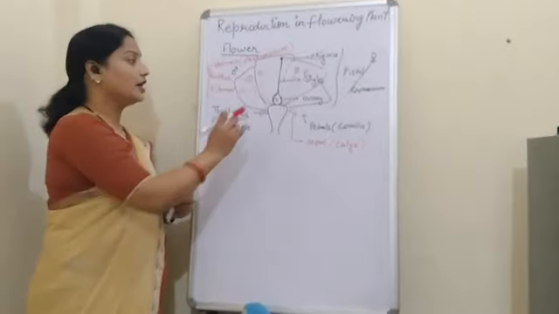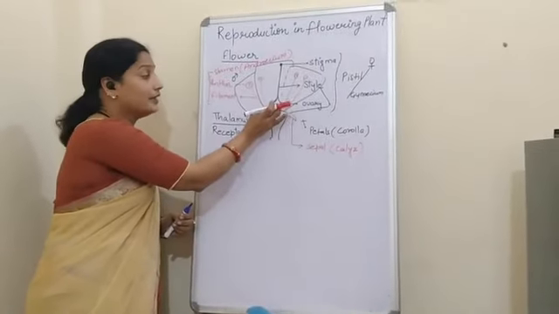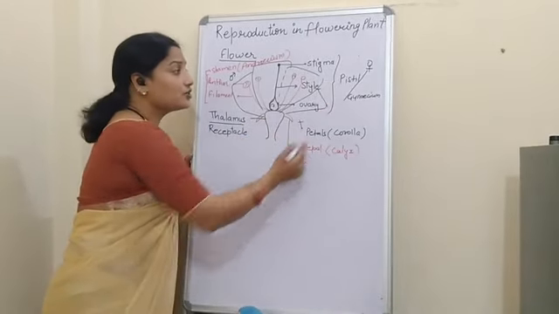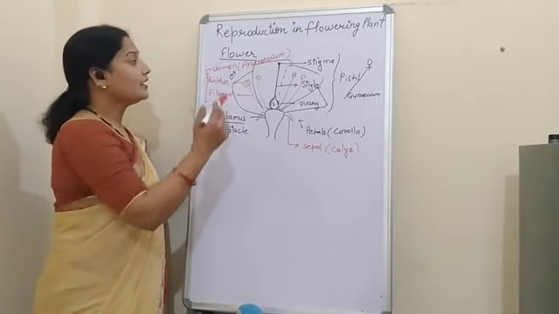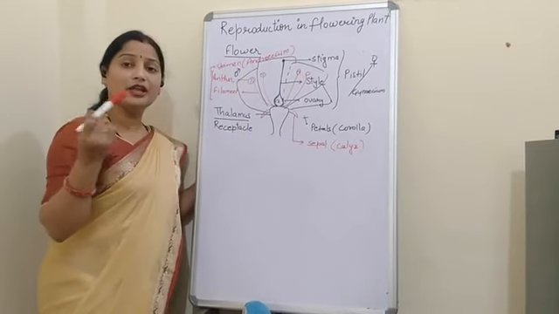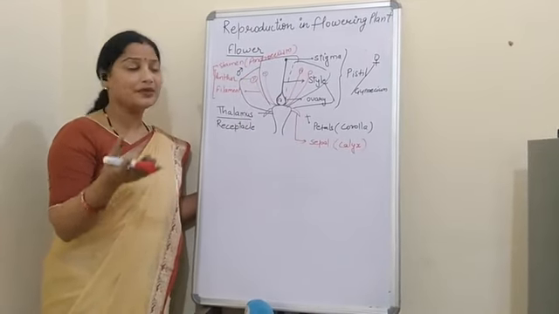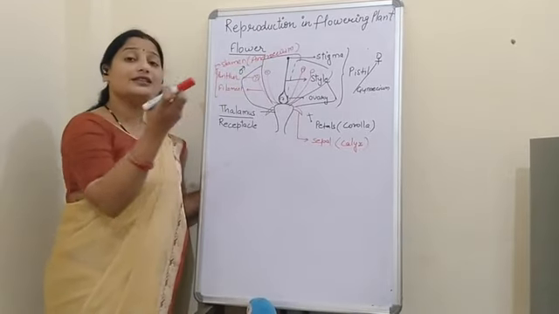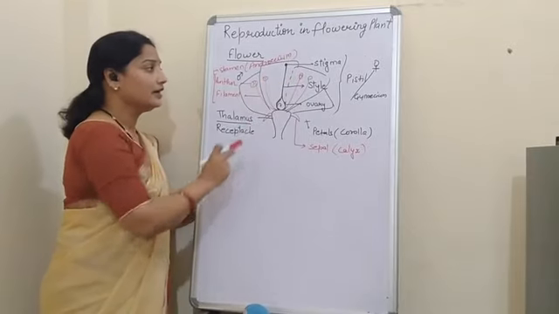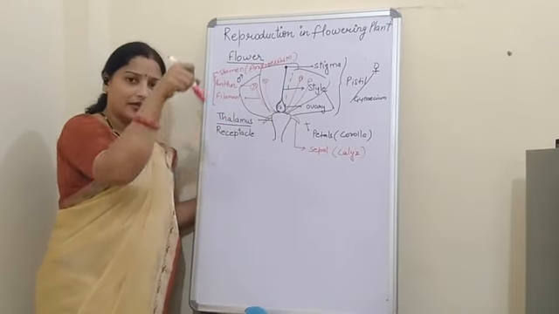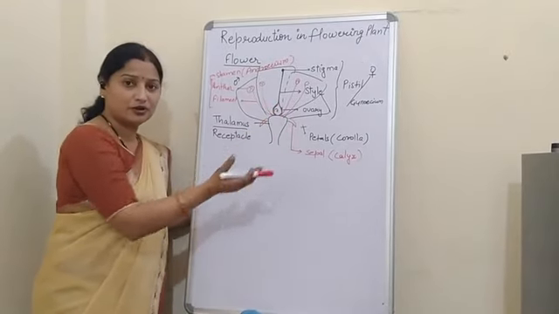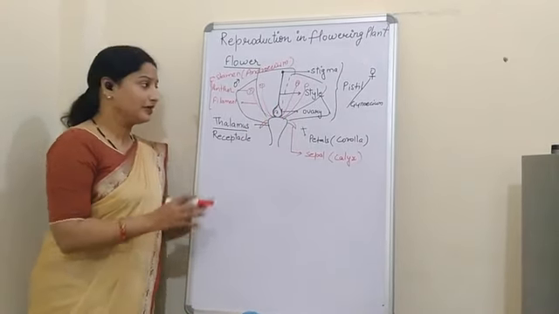Then we come to the innermost whorl, that is the pistil, or it is also called the gynoecium. Now, this consists of the stigma. The stigma may be lobed or flat shaped. It is there to receive the pollen grains. Then we come to the style. Through the style, the pollen grains will enter. Then we come to the ovary and ovule where the process of fertilization takes place.